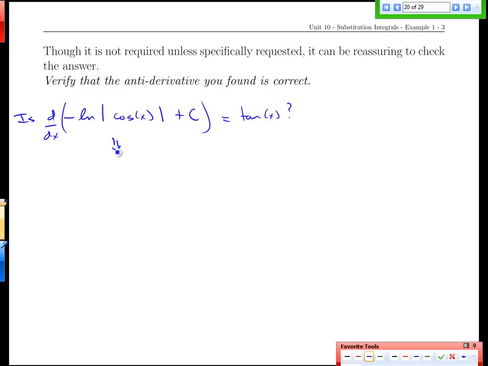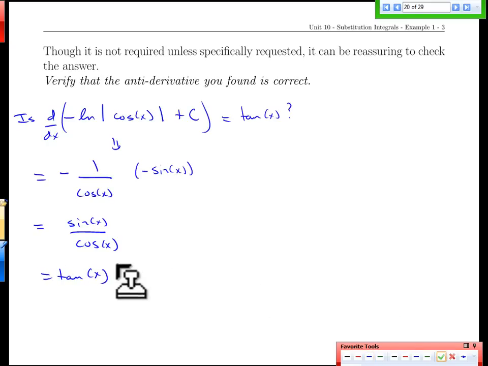Well, let's find out. It's equal to, for sure, negative, the derivative of ln is 1 over cos of x, and then the derivative of the inside function is going to be the derivative of cos, which is negative sine of x. And the derivative of the c, of course, is 0. And in fact, that does give us negative and negative is positive, sine of x over cos of x, and that, in fact, equals tan of x. And so, yes, indeed, we get the same value here as we had before. The integral of tan of x is this, because the derivative of this is tan of x.